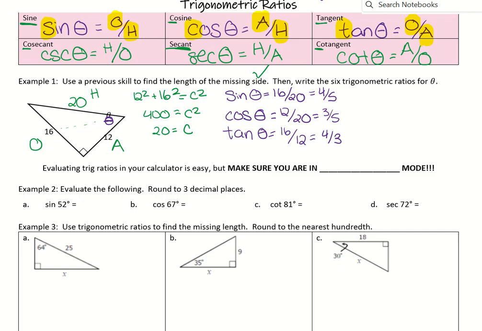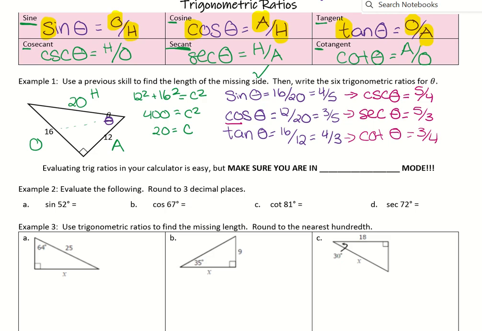So now we're going to find the other 3 by flipping them upside down. Remember, every function has a co that goes with it. And if it's already a co, then its counterpart isn't. So here, sine does not have a co, so its counterpart is cosecant. And that is going to be 4 over 5 flipped upside down to 5 over 4. Cosine already has a co, so its counterpart is just regular secant, and it's going to be 5 over 3. And then finally, tangent does not have a co, so its counterpart is going to be cotangent, and it's going to be 3 over 4. And that's how we write the 6 trigonometric ratios.